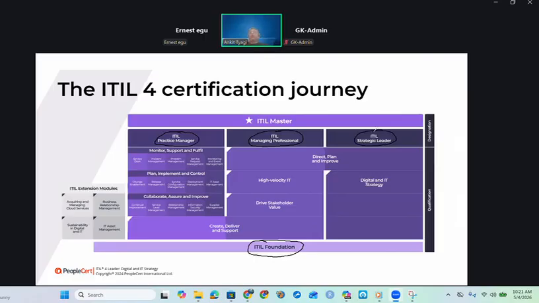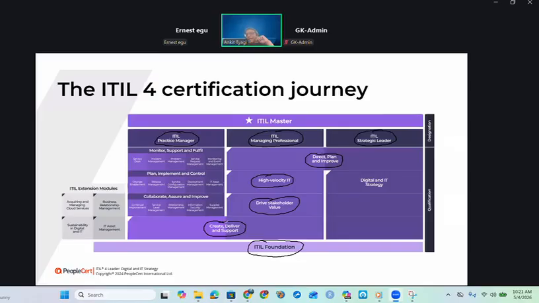If we want to become an ITIL Managing Professional, then there are 4 certifications that we have to do, which are Direct, Plan and Improve; High Velocity IT; Drive Stakeholder Value; and Create, Deliver, and Support.